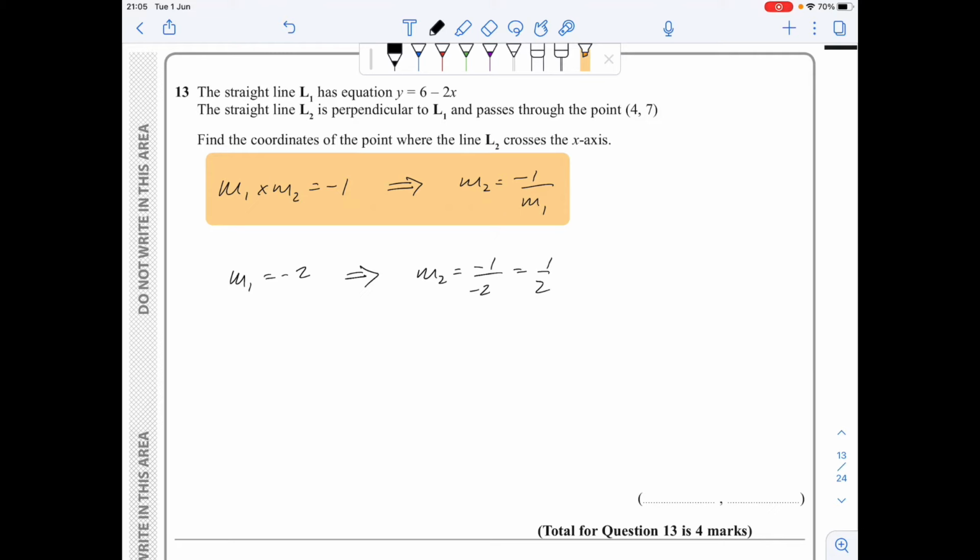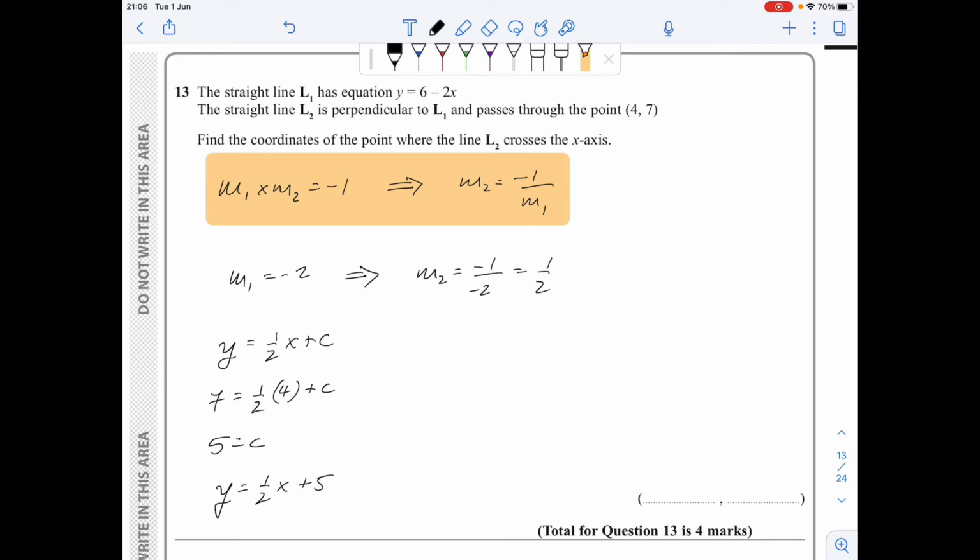And then since line L2 passes through (4, 7), its equation will be y equals a half x plus c. 7 equals a half times 4 plus c. So c is equal to 5. So y is equal to a half x plus 5 is the equation of line L2.